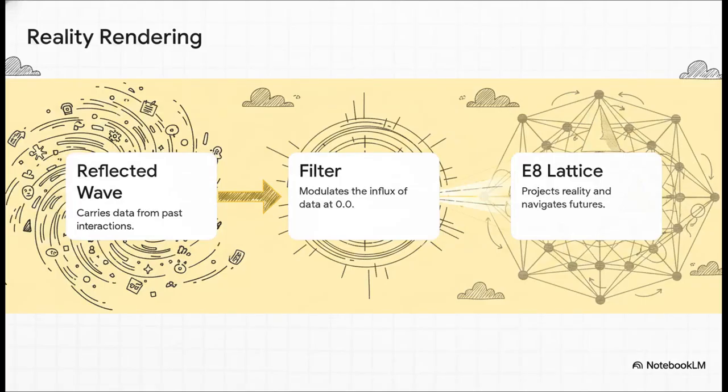So, what are the logical steps linking those pillars to active consciousness? It flows like this. Step 1, you take the reflected wave. That means you take all your past reflections and data. Step 2, you bring that influx straight into the consciousness filter, which sits right there at the 0.0 pivot point we just talked about, the pure present. Then, Step 3, you project that reality onto the high-dimensional E8 lattice. By filtering past data through the pure present, the mind can actually create a probabilistic landscape of the future. It learns to know the future by mapping the highest probability peaks.